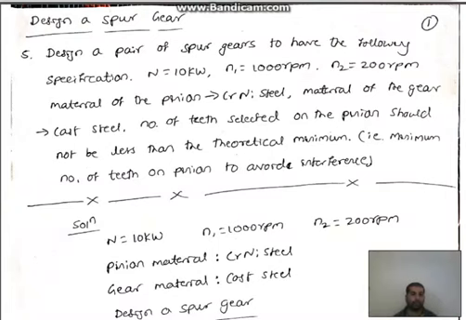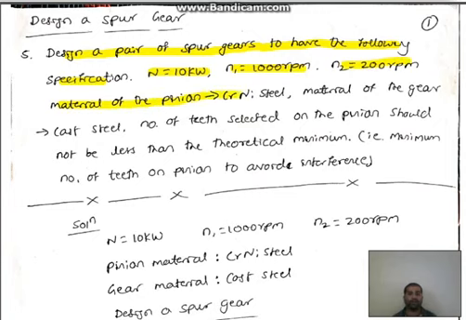Good morning to all. Today we discuss the fifth problem in the design of spur gear. Design a pair of spur gear to have the following specification. Power transmitted N equal to 10 kW, N1 equal to 1000 rpm, N2 equal to 200 rpm.